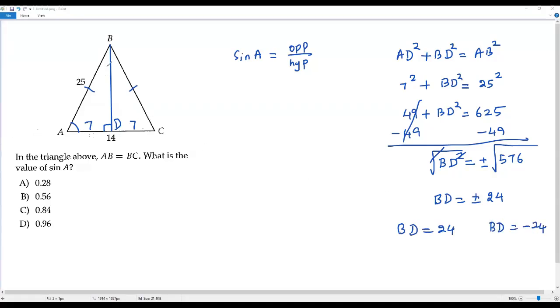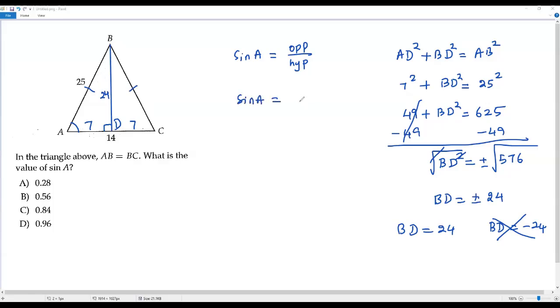Actually, BD represents one of the legs of the right triangle ABD. The length of a leg of any triangle can never be a negative value. So the negative value we get for BD can be rejected. We can consider the positive value 24 for the length of BD. So the length of the opposite side of this right triangle ABD is 24. Now let's find the value of sine A.